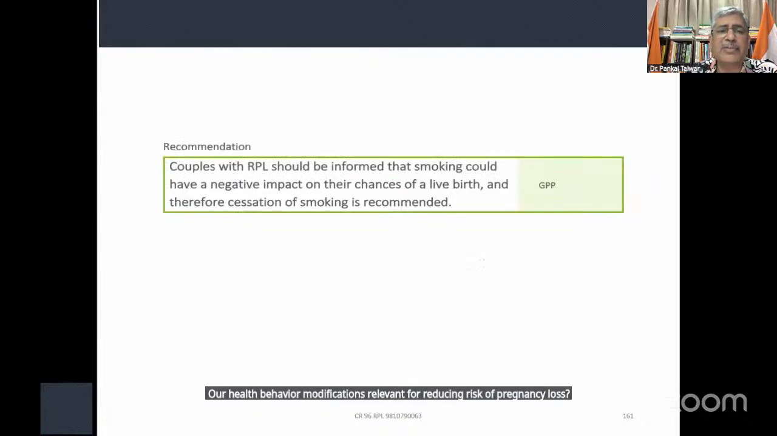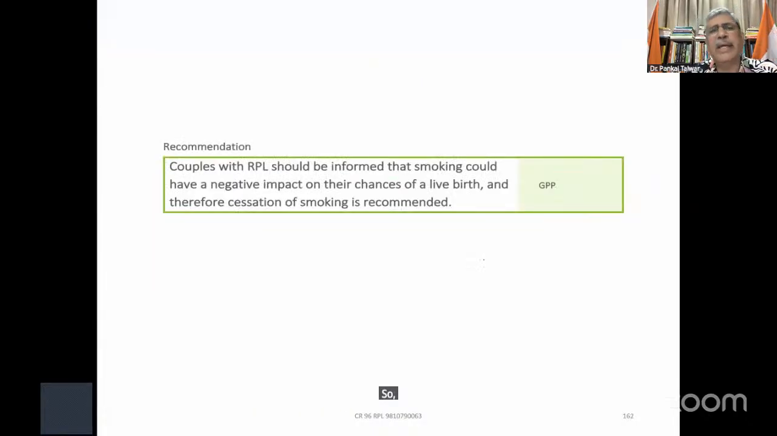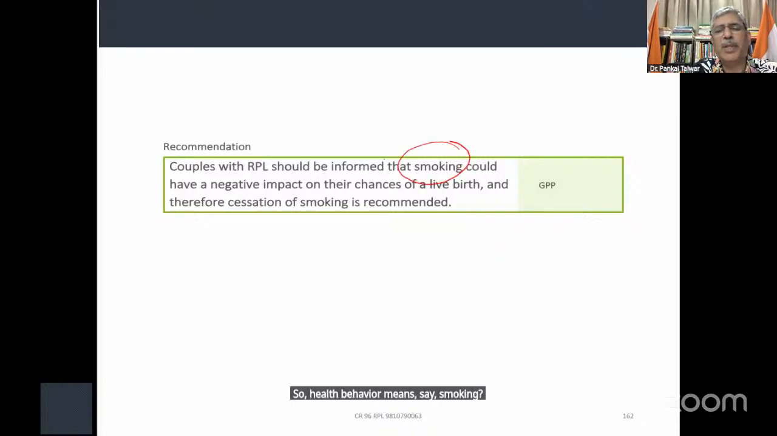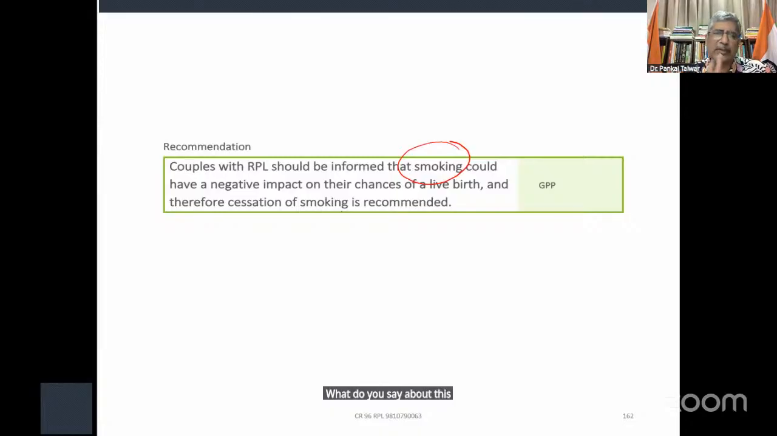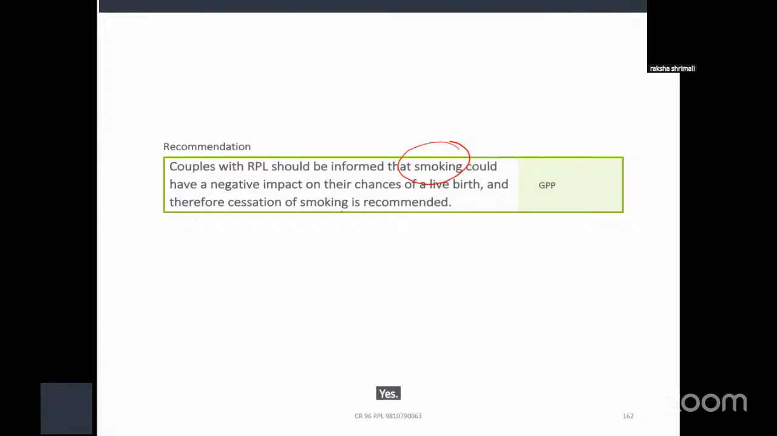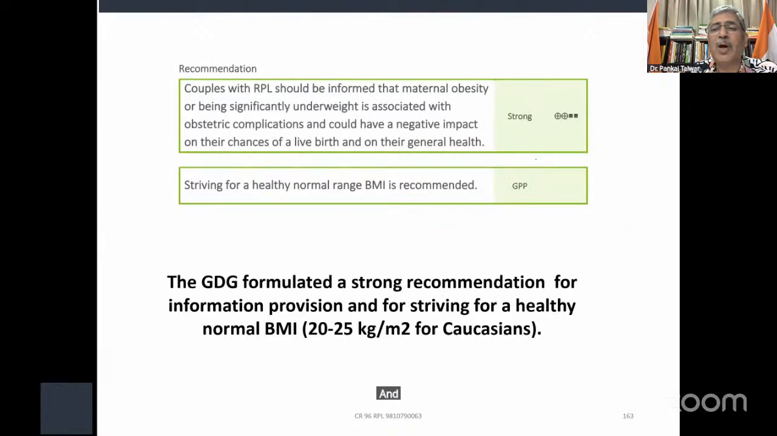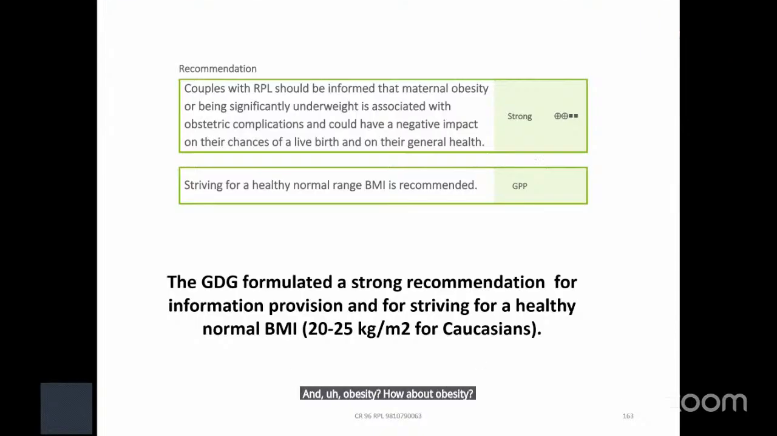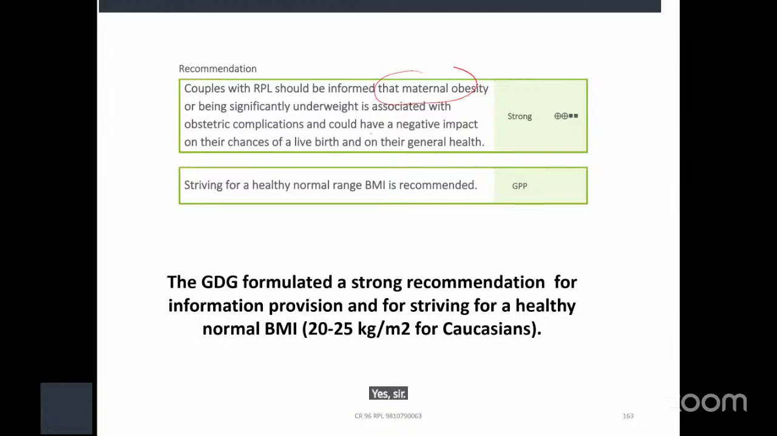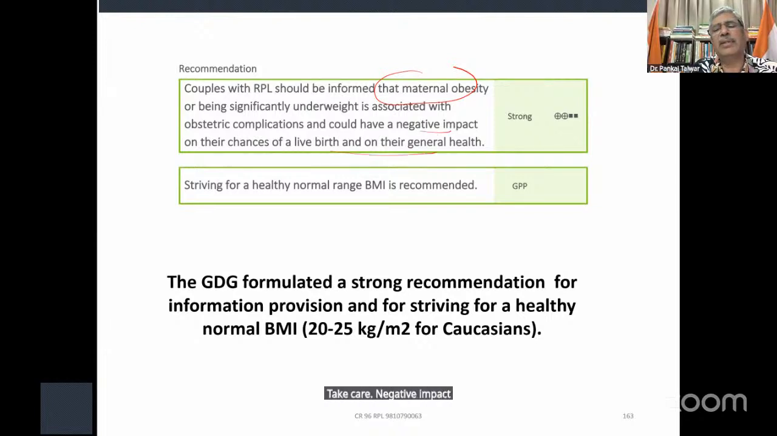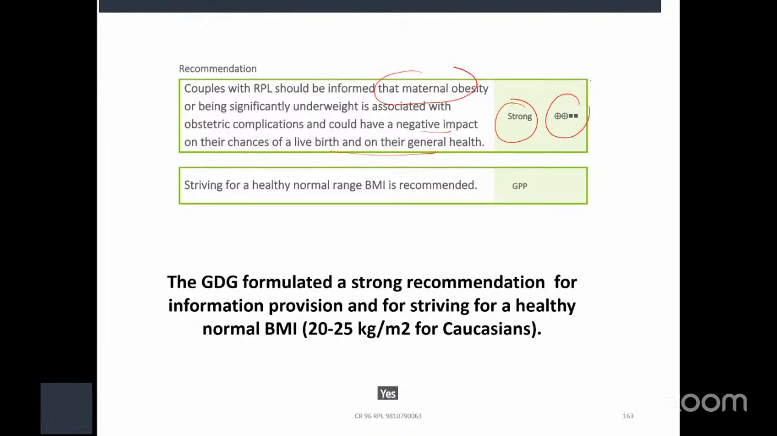Are health behavior modifications relevant for reducing risk of pregnancy loss? Health behavior means, say, smoking. Can smoking lead to RPL? What do you say about this, guys? Okay, when GPP says it's a good practice point, it is not a recommendation. It's a GPP, but it's negative. We should leave smoking and obesity. How about obesity? Negative impact, but the guidelines are so. This is a strong recommendation. Level of evidence is low.